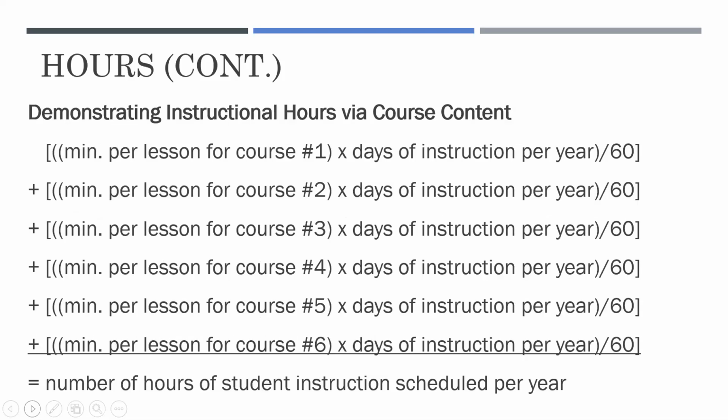And here's a second formula that we provided that a district might use to demonstrate instructional hours using course content. You would take the number of minutes a lesson would take for each course and multiply it by the number of days of instruction for the year. Then, of course, you would divide by 60 to get the total number of hours.